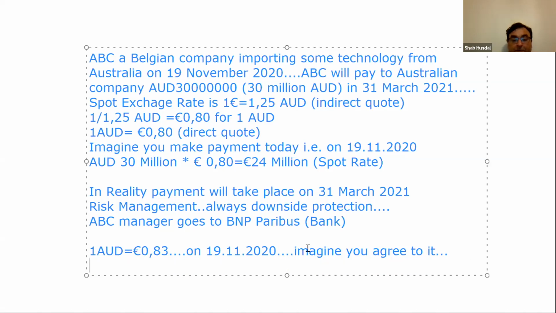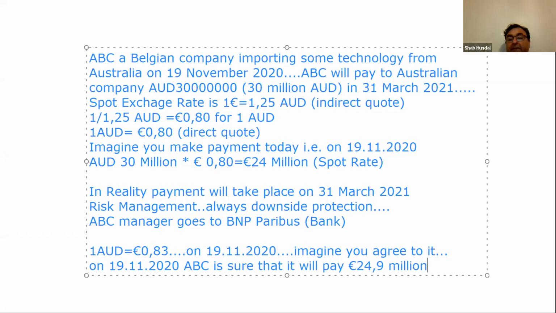It means on 19th of November 2020, ABC is sure that it will pay. Now you can multiply 30 million with this rate of exchange, and this would be 24.9 million euros. And you don't make this payment today, but you enter into a contract.